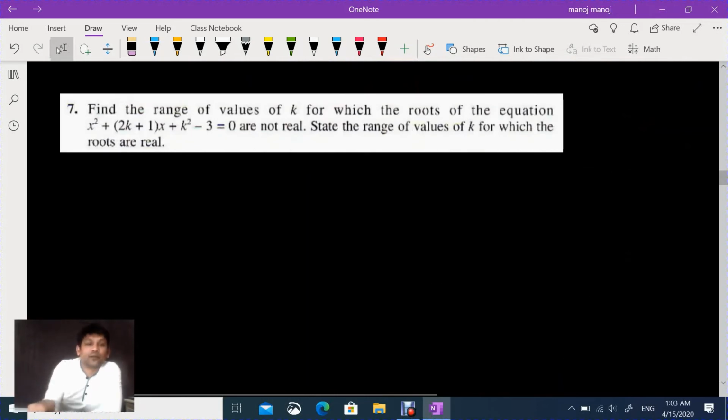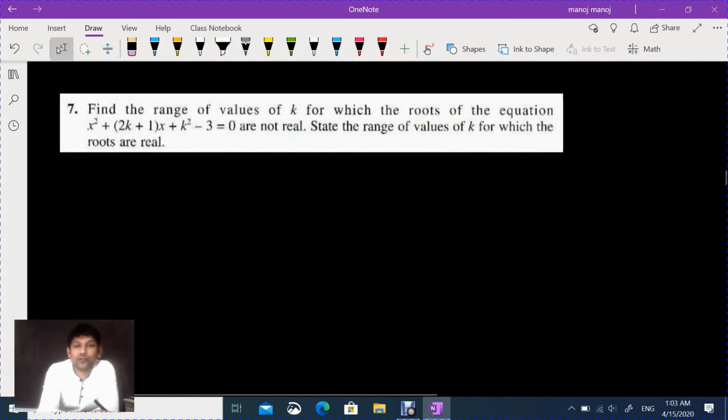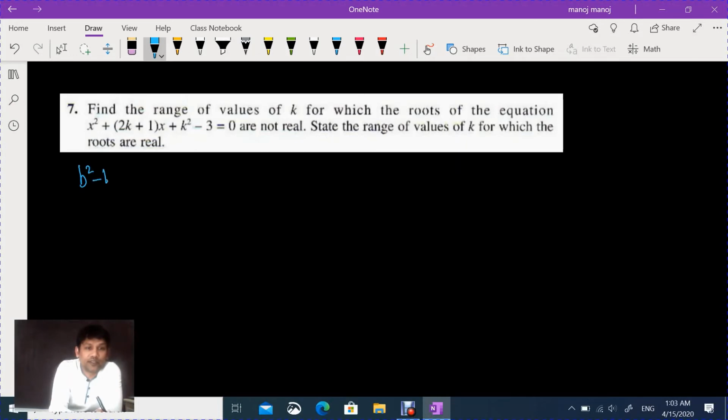Okay, find the range of the values of k for which the roots of the equation are not real. Not real means b square minus 4ac is less than 0. So we have to arrange it: a is 1, b is 2k plus 1, and c is k square minus 3.